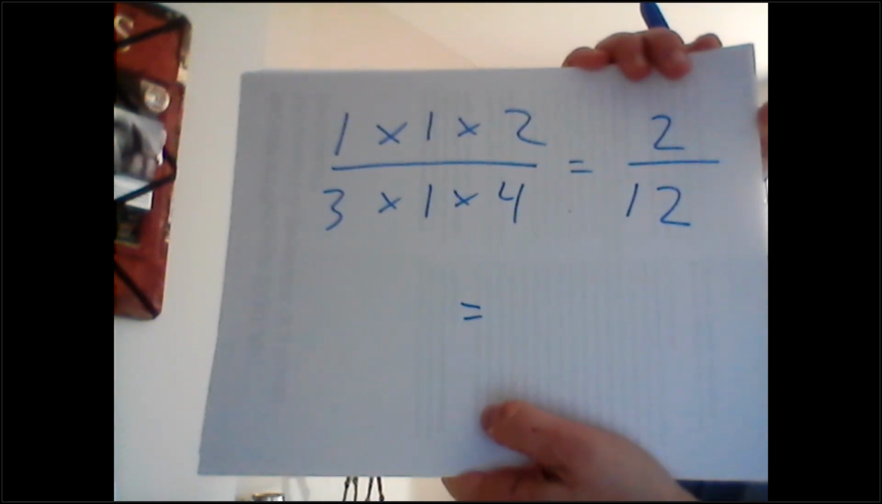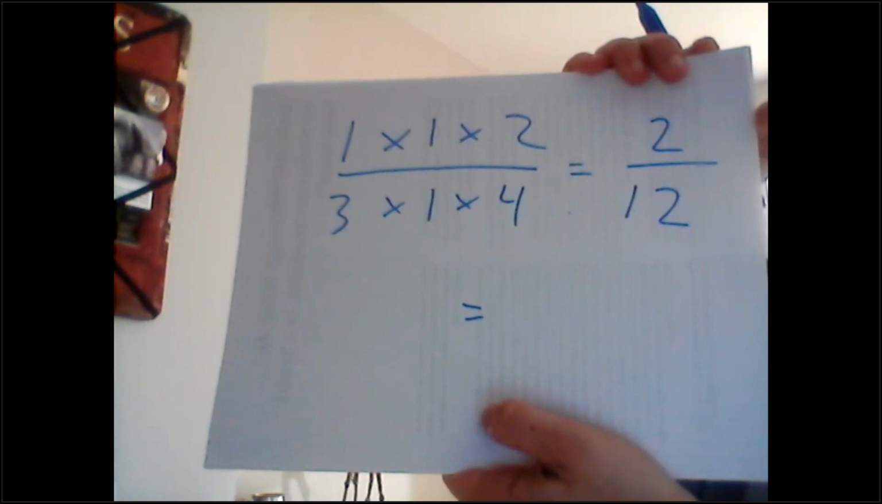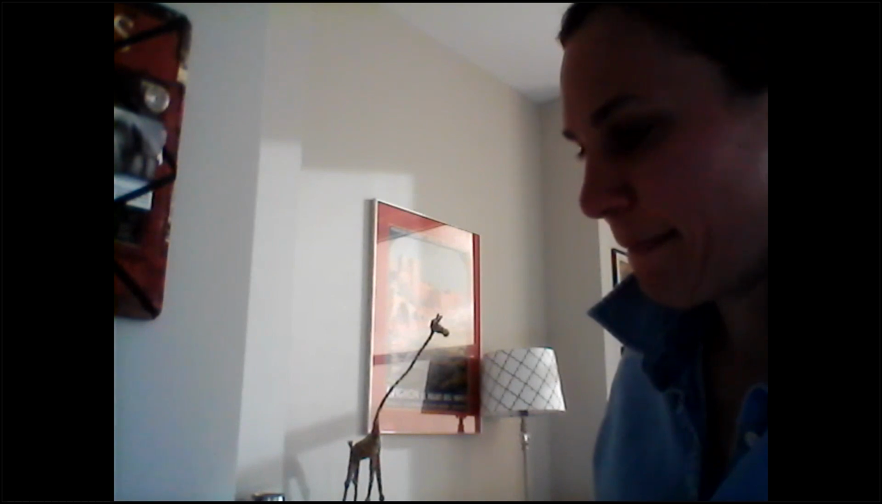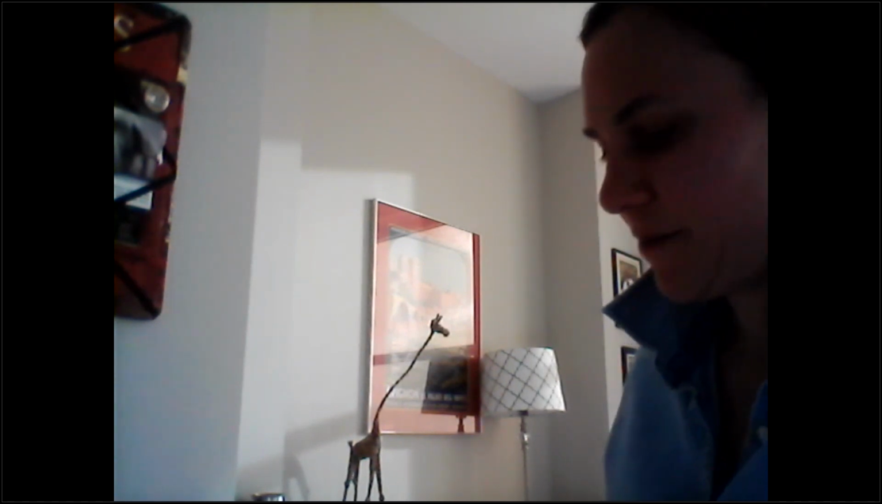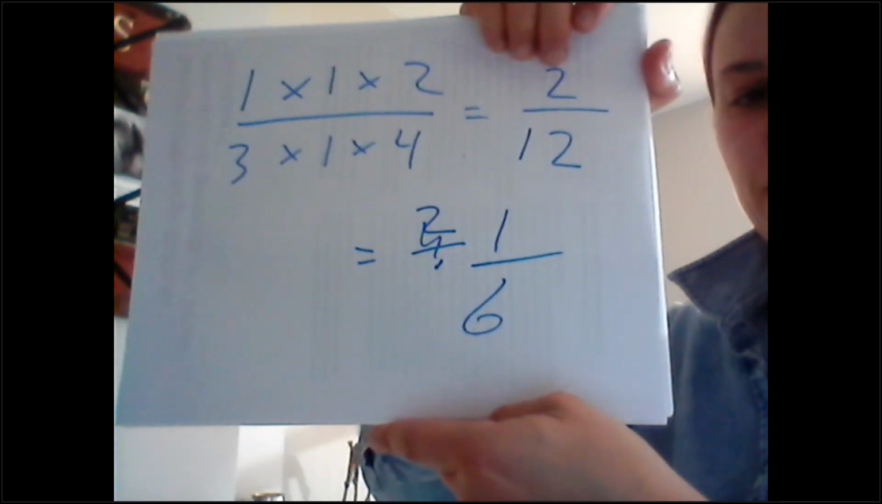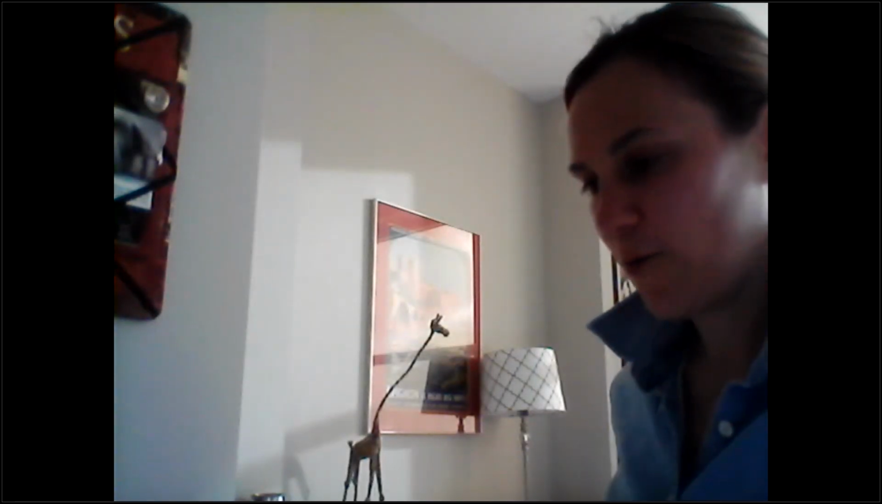So now in this case, I can actually reduce it one step further and get it down to 2 over... 1 over 6. Okay, so that's how we cross multiply and simplify, or we cross simplify rather.